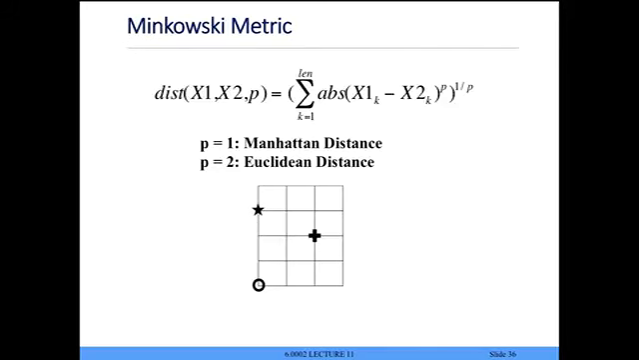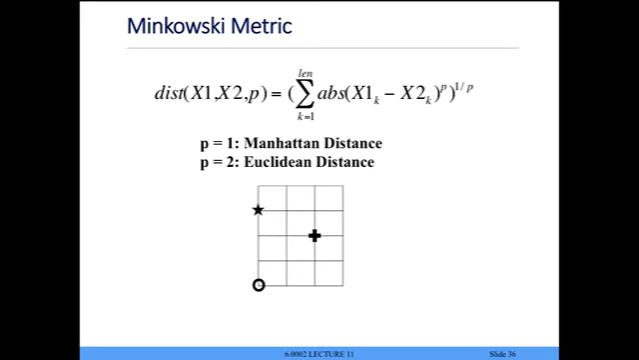Here we're going to use something called the Minkowski metric, or the Minkowski difference. Given 2 vectors and a power p, we basically take the absolute value of the difference between each of the components of the vector, raise it to the pth power, take the sum, and take the pth root of that. So let's do the 2 obvious examples.